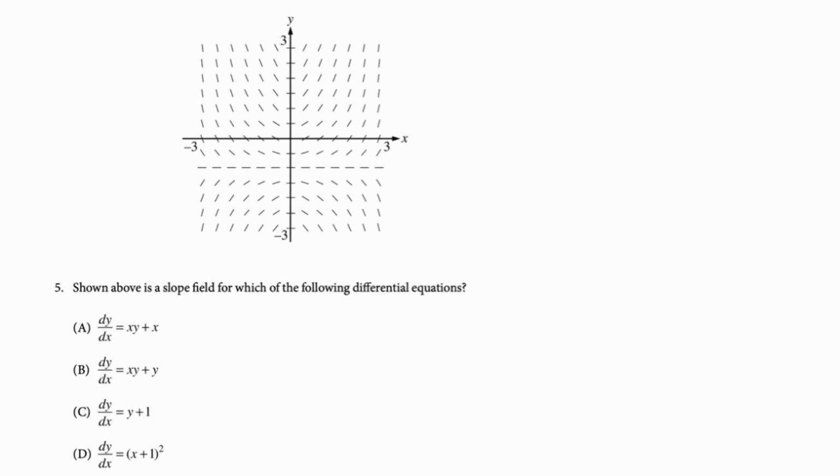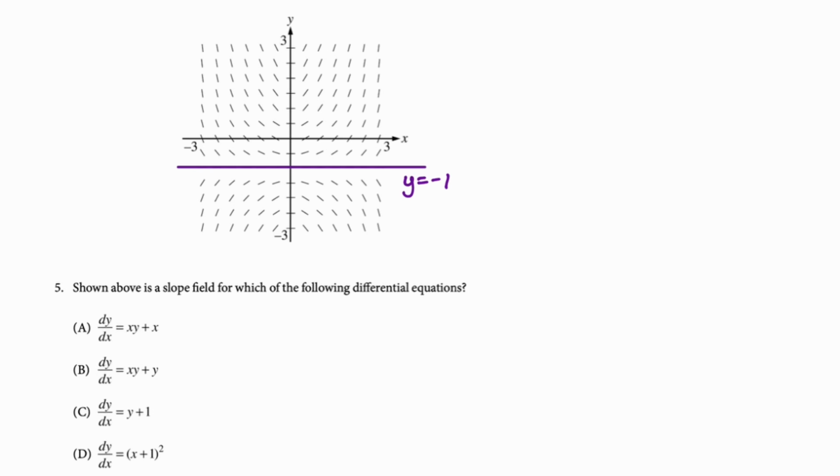Number 5, shown above is a slope field for which of the following differential equations? Okay, when I look at a slope field, the first thing I look for is horizontal lines, if they're in there. I see this one at y equals negative 1. You can count by 0.5s on this graph. You kind of have to look at that for a second. So when y is negative 1, the slope has to universally be 0. I look at the answer choices.